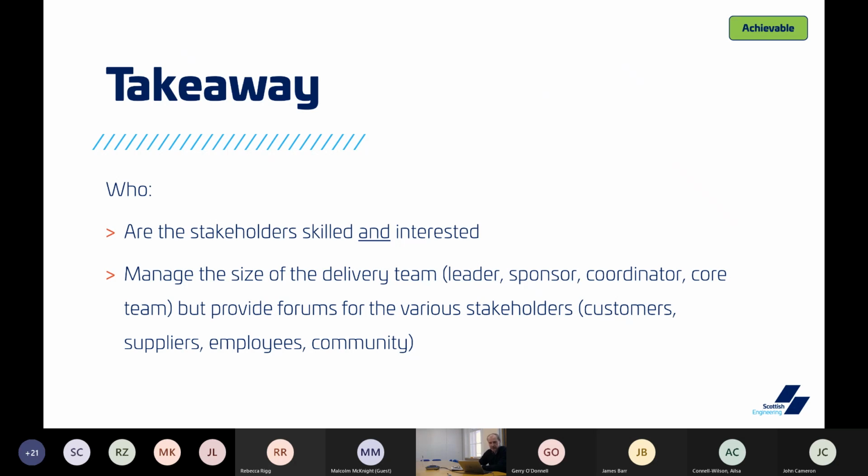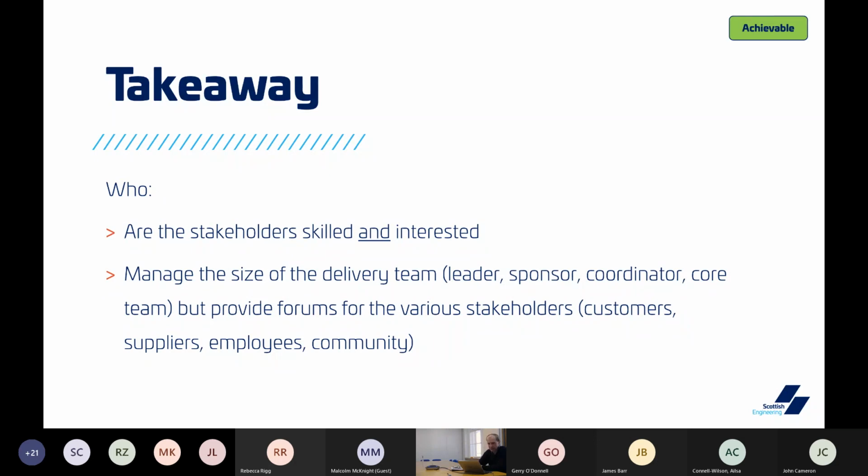That's the key thing. You need to have both to be able to deliver that. And if you don't, then you'd rather have someone interested than someone skilled. Manage the size of your delivery team. I think it's too many cooks spoil the broth, or too many chiefs and not enough Indians. So you want a small delivery team with a leader and a sponsor. So that's the people that drive it, a coordinator, and a small core team.